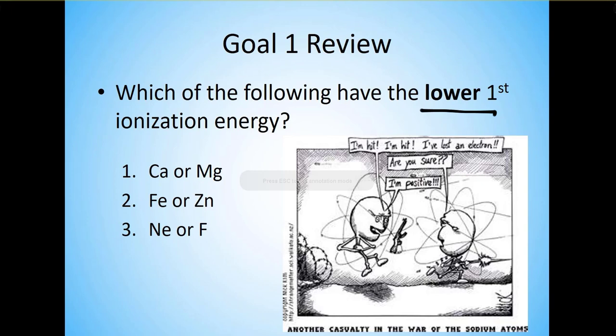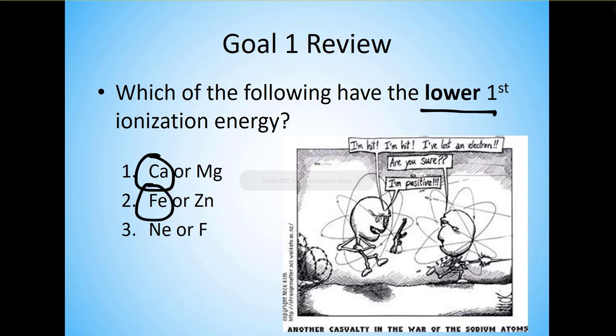Okay, we're back. So looking at the periodic table, we find that the lower first ionization energies are going to be closer to where the metals are. So more on the left-hand side of the periodic table or on the bottom of the periodic table. So we have calcium, and calcium is lower than magnesium, so this would have the lower first ionization energy. Looking at number 2, we have iron and zinc. We have iron is closer to the left-hand side, or where the low ionization energy is. So that is the low one.